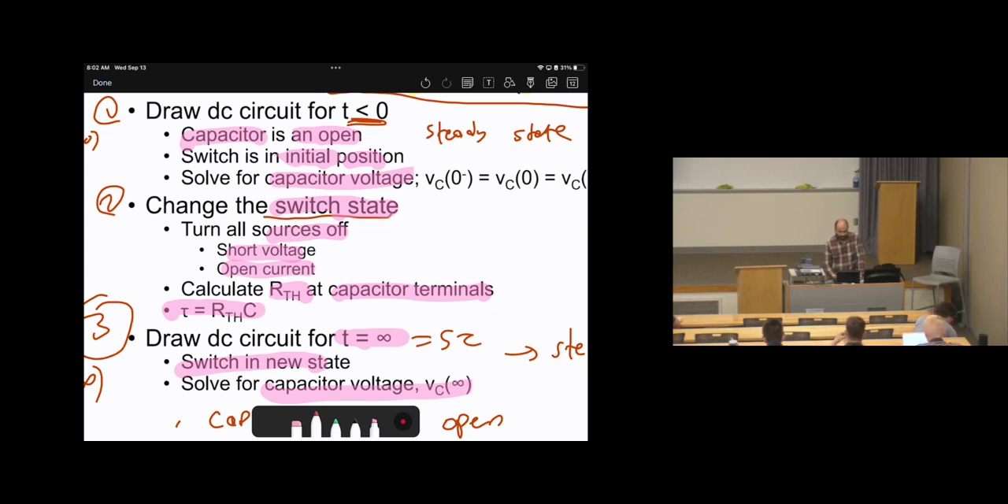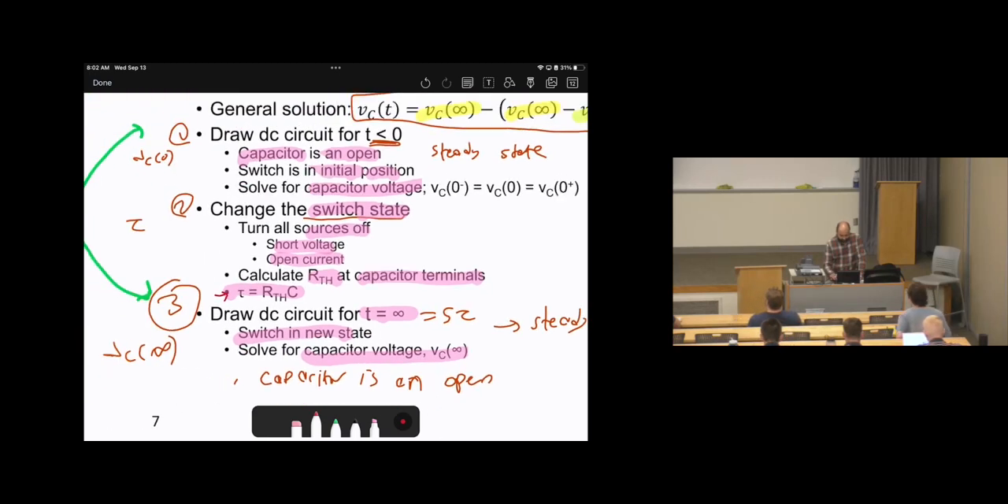Step number two is after the switching action. You need to change the status of the switch. Then find R Thevenin across the capacitor terminals. Basically, in order to find R Thevenin, you need to turn off the sources, which means any voltage source will be shorted and any current source will be open. After that, tau will be R Thevenin times C.